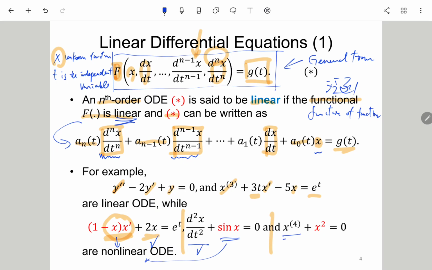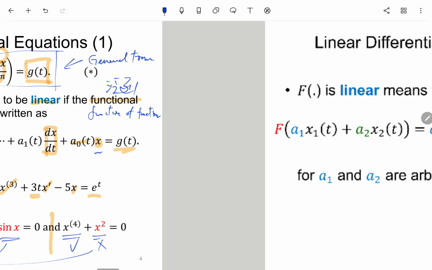And then this one is the fourth derivative, with a bracket. The fourth within the bracket means it is the fourth derivative. So this is okay, but this is a square, so this is not okay. This is non-linear. So you can easily distinguish whether a differential equation is linear or not.